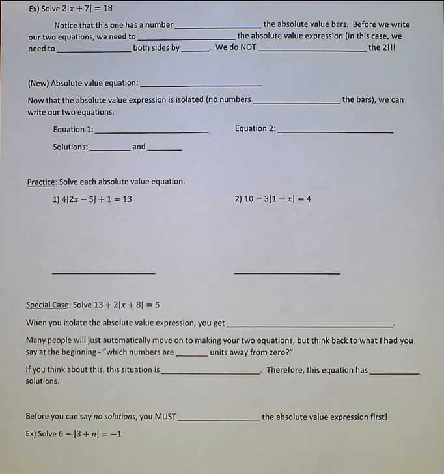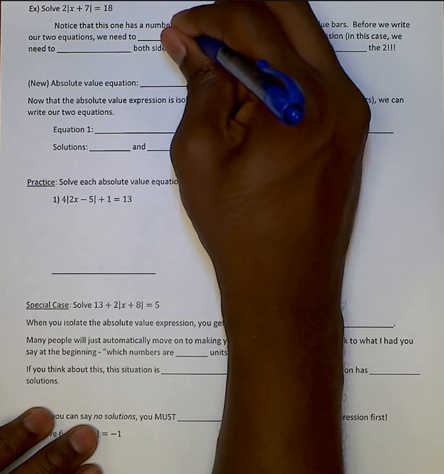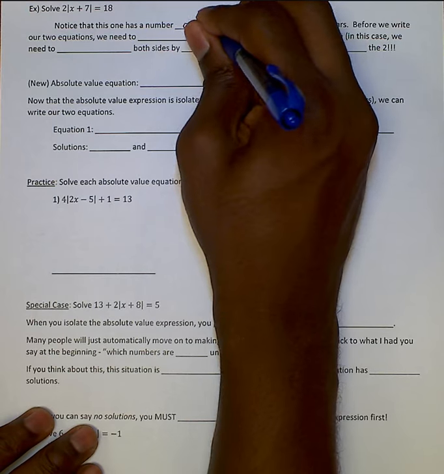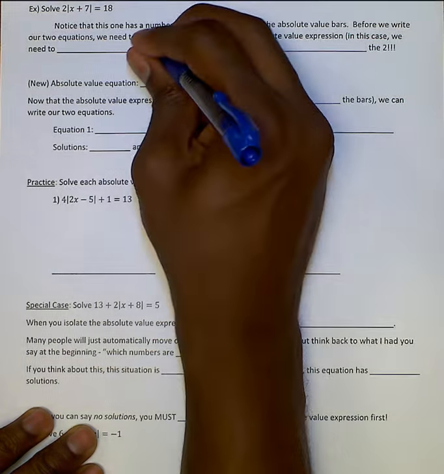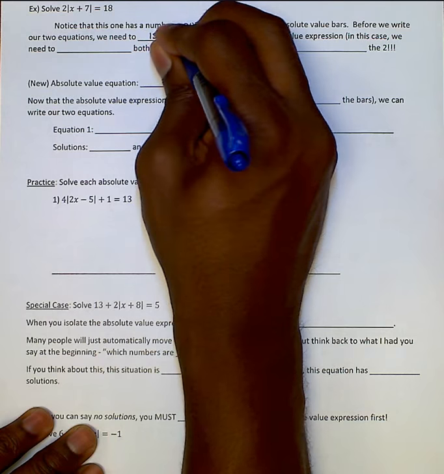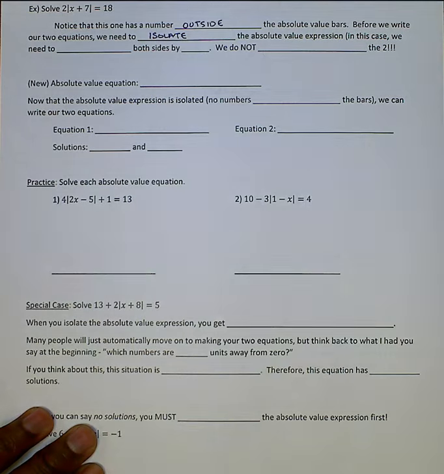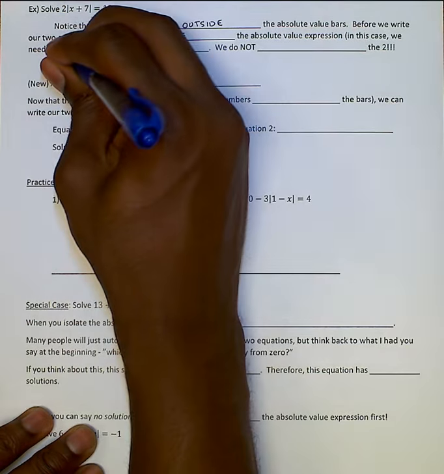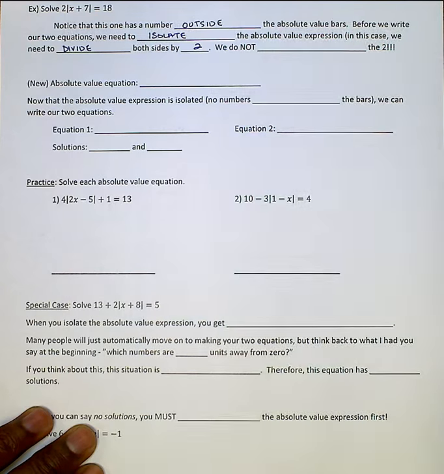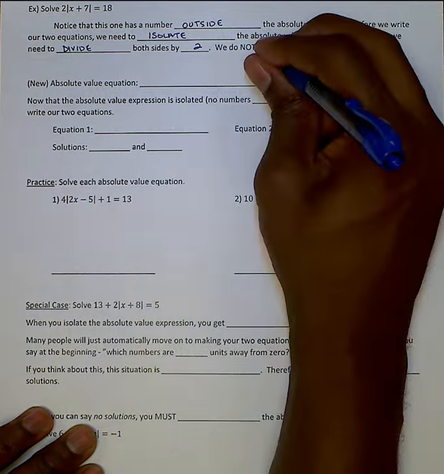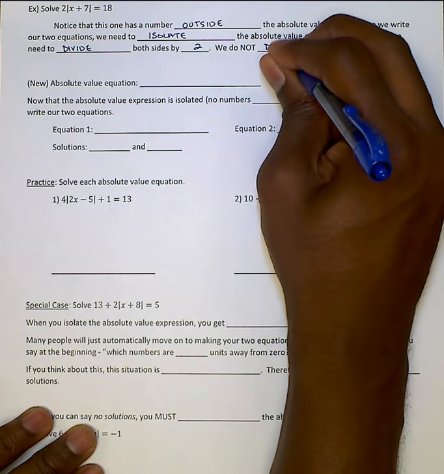Alright, notice that this one has a number outside the absolute value bars. Before we write our two equations, we need to isolate the absolute value expression. It means we want just the absolute value bar there. In this case, we need to divide both sides by 2. We do not distribute the 2. Do not distribute the 2.